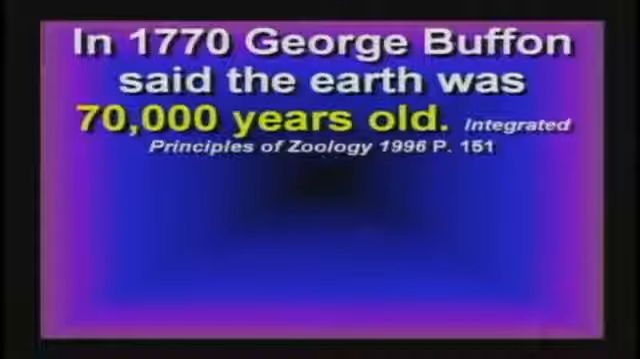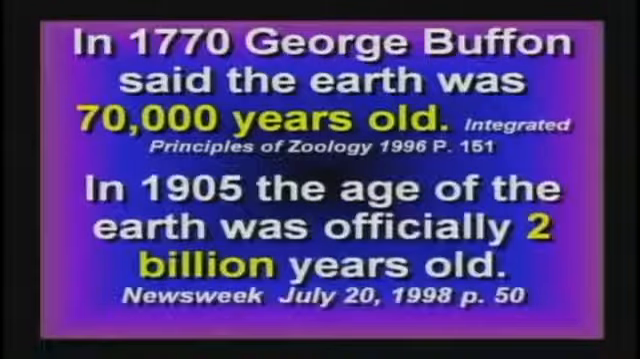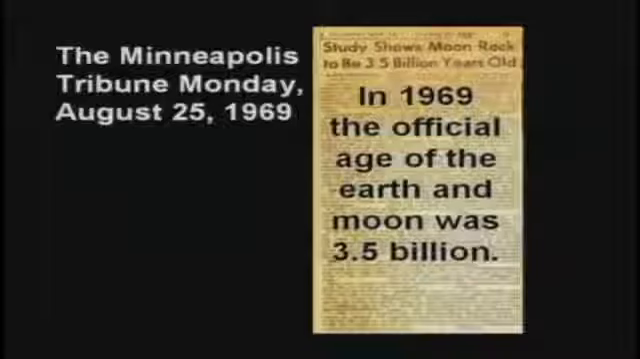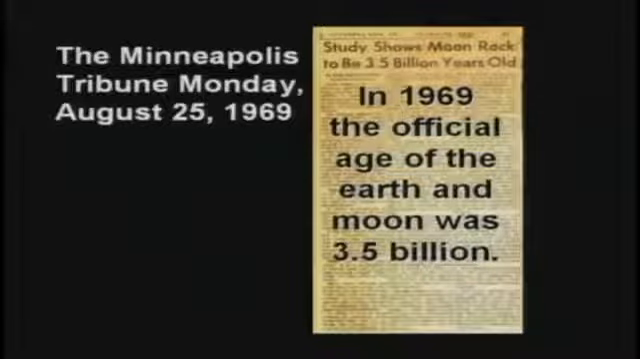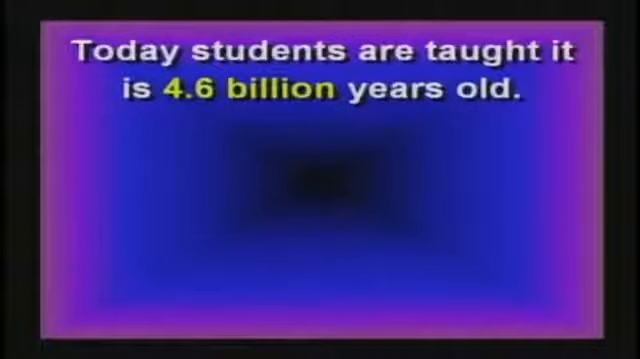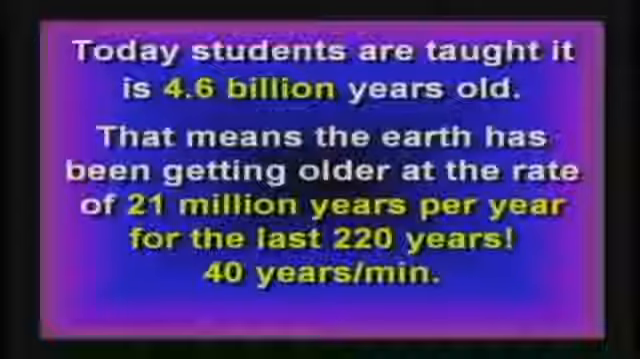See, back in 1770, they taught the kids the Earth is 70,000 years old. In 1905, they said it's 2 billion years old. By 1969, when I was a kid and they went to the moon, they brought back moon rocks and said, oh wow, they're 3.5 billion years old. That was the official age, 3.5 billion. And by the way, they did it with potassium argon dating. You can see the article here from the newspaper. Today they tell the kids it's 4.6 billion years old. Do you realize the Earth is getting older at the rate of 21 million years per year? That's 40 years per minute.